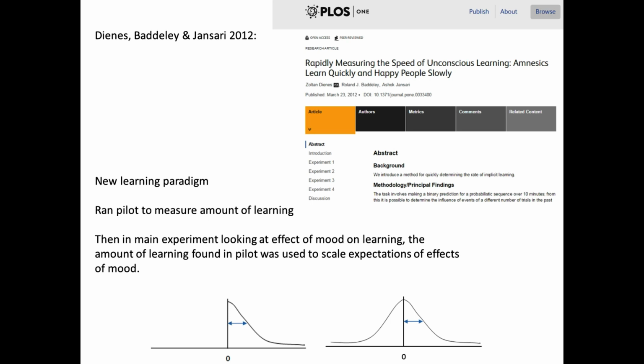So notice this wasn't running the experiment and then running it again using the first one to estimate the second one. It was just a small pilot to find out the amount of effect there is to play with, and saying if we now play with it, that's the scale of change that we could bring about.